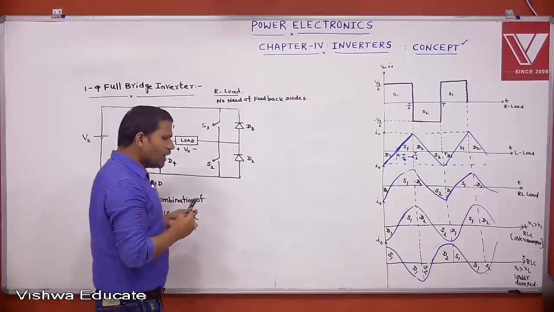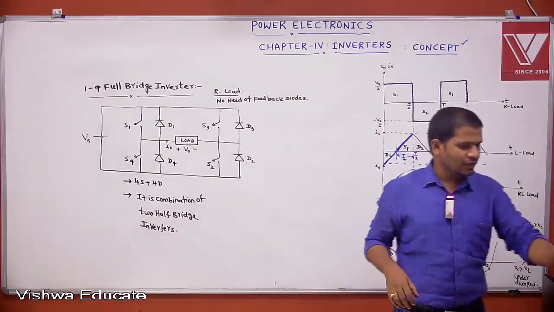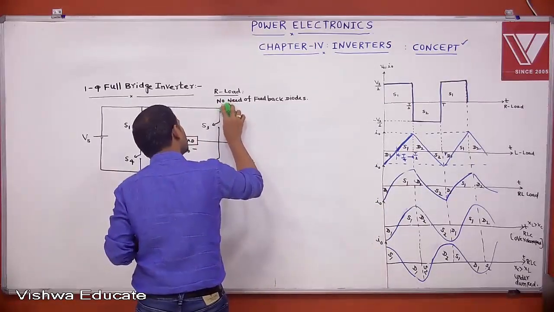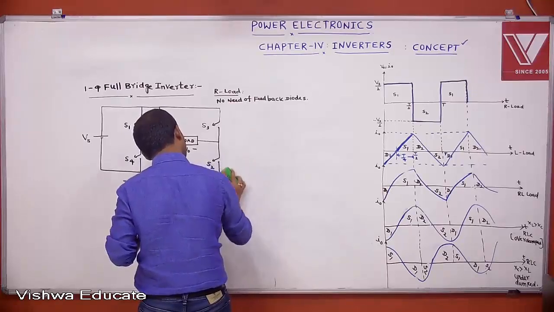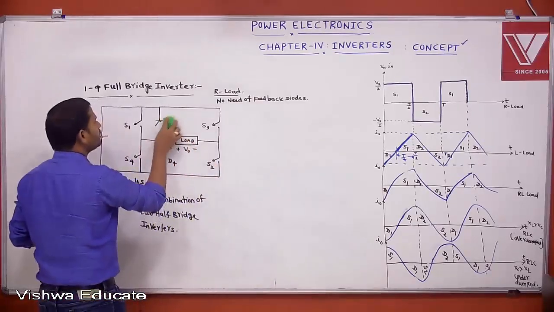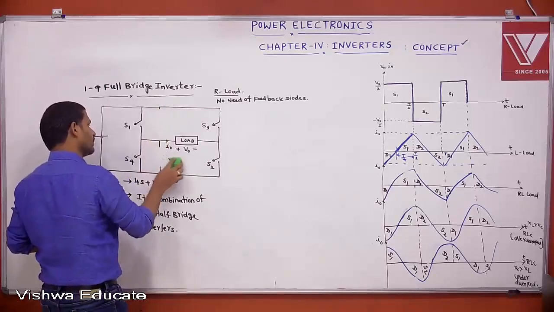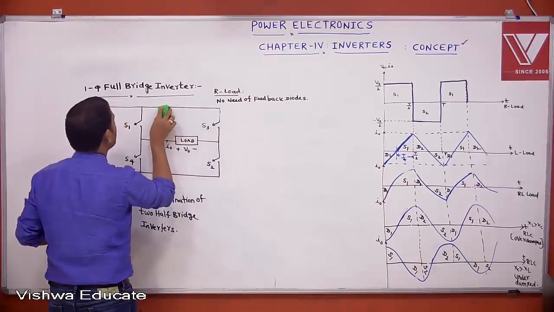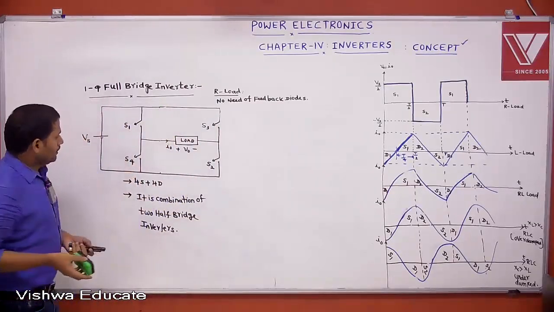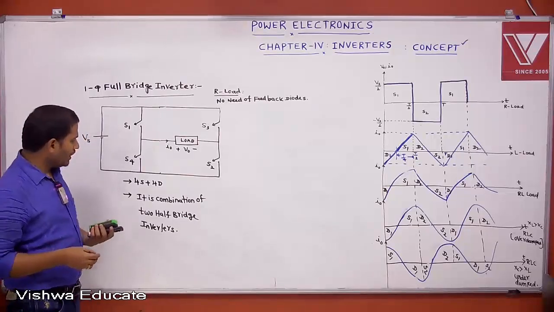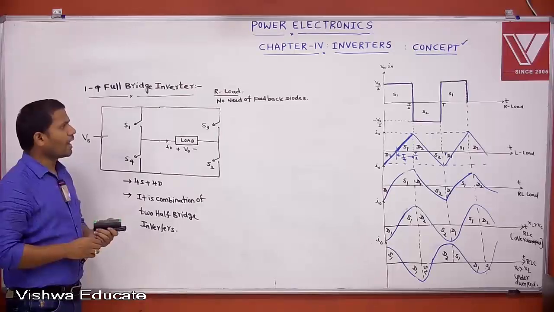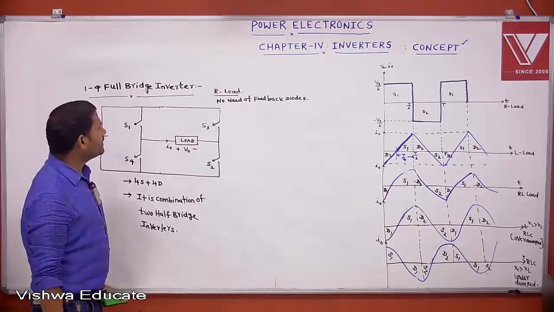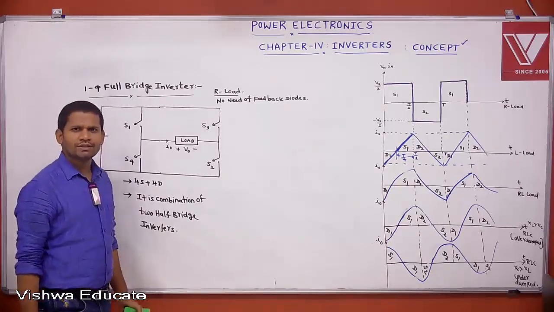Then remove the feedback diodes and redraw the circuit. All of you redraw the circuit. So this is the full bridge inverter for a purely resistive load. For R load, no need of feedback. Now on and off is in our hand. We can operate this circuit in such a way that we convert DC to AC.